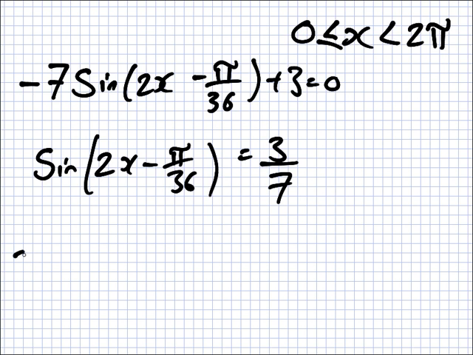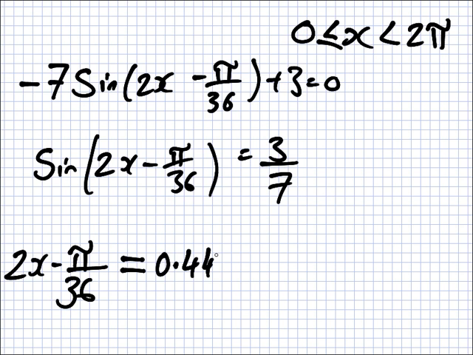Now, can somebody please give me, in radians, the sine inverse of 3 over 7? Ah, you're in degrees, aren't you? Yeah. 0.113. One more decimal. 0.4429. Thank you. Okay.